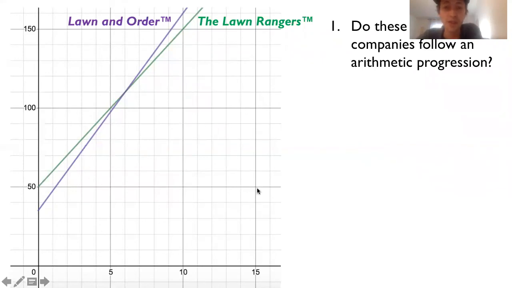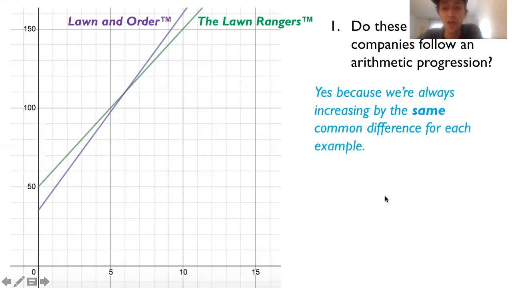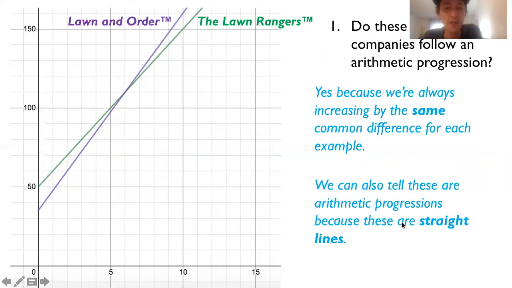Well, the answer is yes, because they're going up by a certain amount every time. For Lawn and Order, it's plus $12.50 per lawn, and for the Lawn Rangers, it's plus 10 for every lawn. Those numbers are not allowed to ever change. The other way that we can recognize this is because the line is straight, or both lines here are straight.